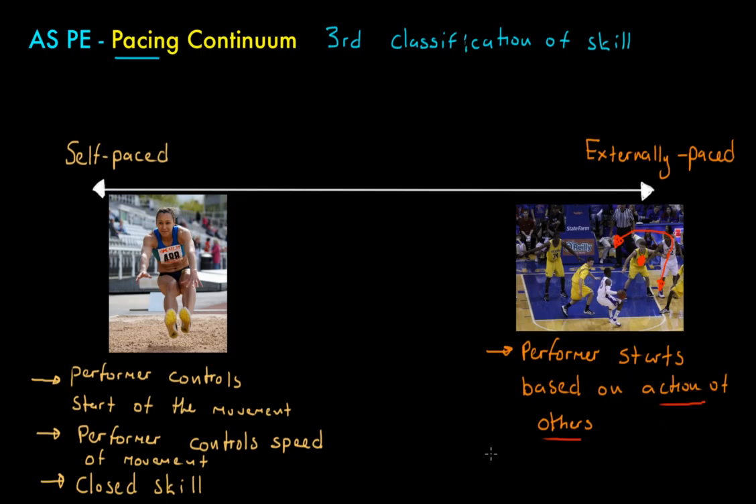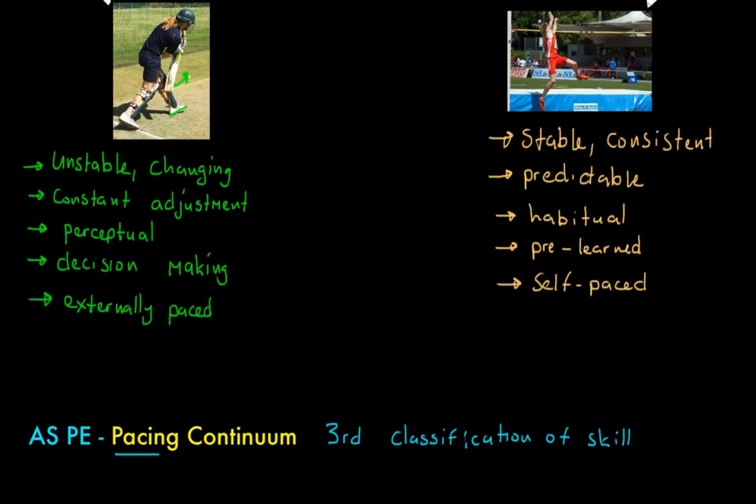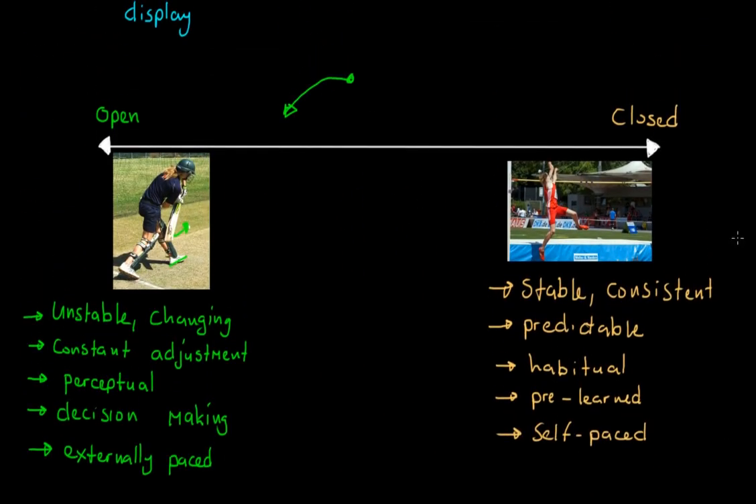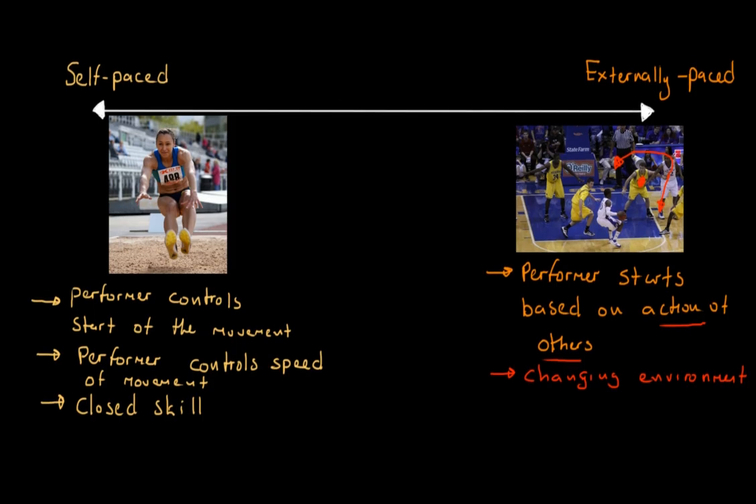So we'd repeat a couple of things we said about our open skills. We have externally paced skills in a changing environment. So first of all, we can see that there is overlap between an externally paced skill and what we've got here, look, a changing, unstable, adjusting environment. We've got the same sort of considerations, right? A changing environment means an externally paced skill. So because of that, we'll quickly add in that these tend to be open skills.